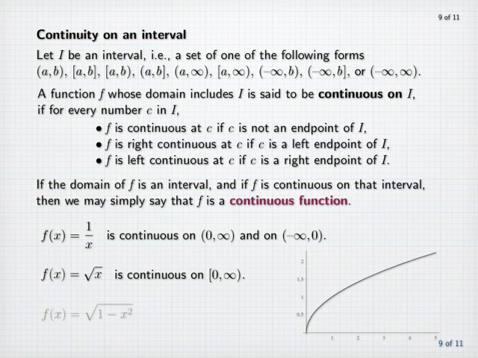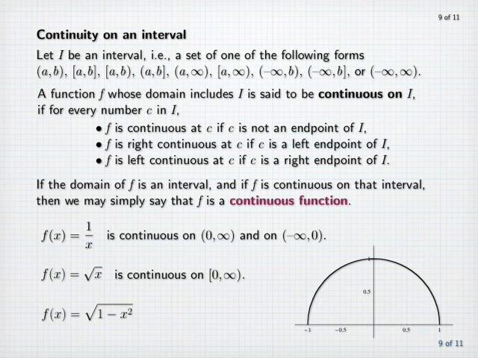F of x equal to the square root of 1 minus x squared, whose graph is the top half of the unit circle, is continuous on the closed interval minus 1 to 1. Notice that at minus 1, the value of the function as well as the right-sided limit are both 0, and at 1, the value of the function and the left-sided limit are both 0. So the function is right continuous at the left endpoint and left continuous at the right endpoint.